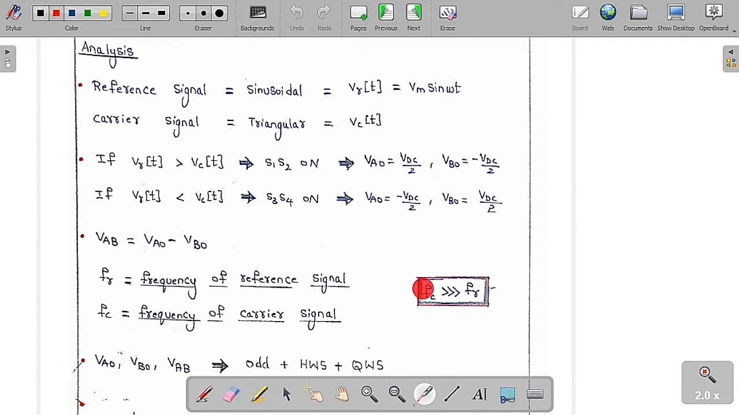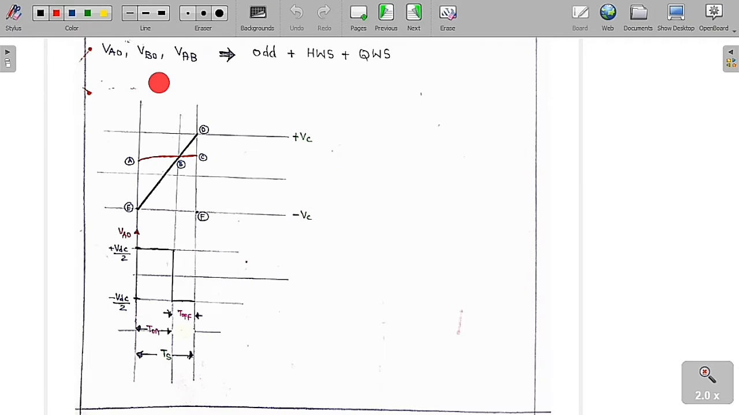Whereas if you try to increase the carrier signal frequency, then the number of pulses in a given half cycle are going to increase. So you can see from the diagram that VA0, VB0 and VAB all satisfy odd function, half wave symmetry and quarter wave symmetry. So now we are going to analyze the diagram part.